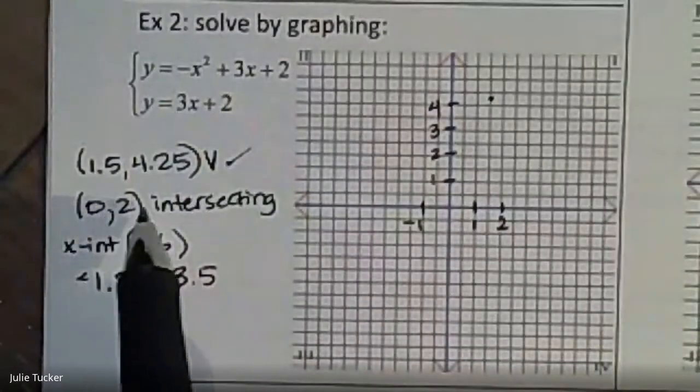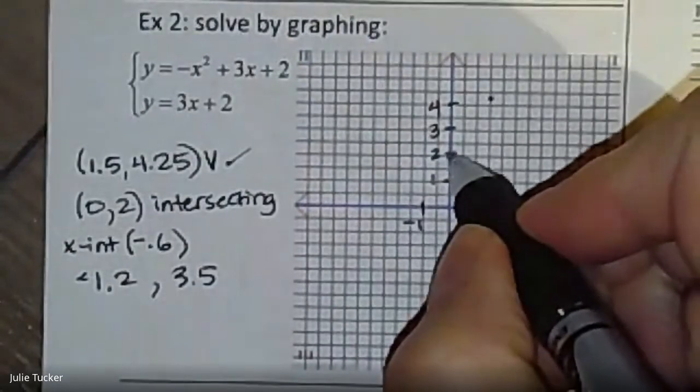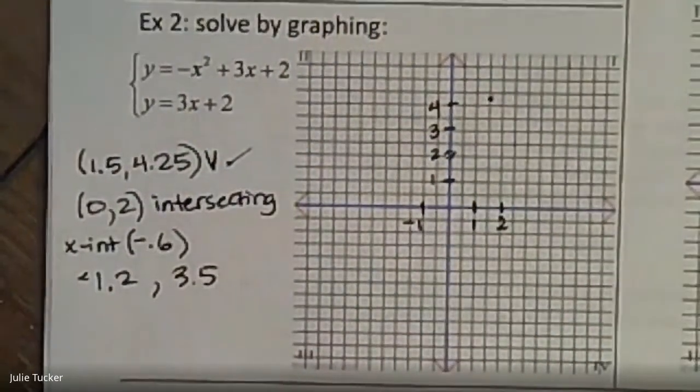And then I took care of this. It says they were intersecting at 0, 2. So that's where the curve and the line were intersecting, which means that that's the solution.